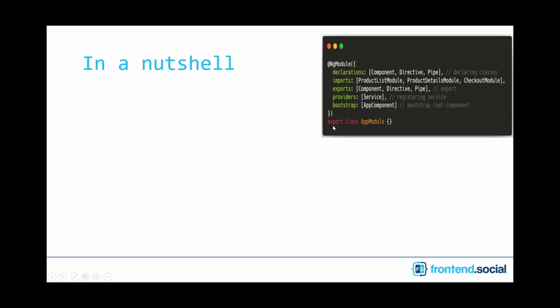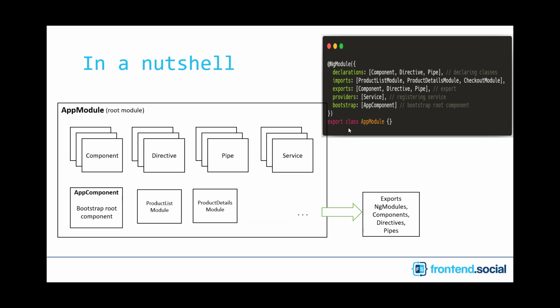Let's understand ng modules in a nutshell. Take a look at this diagram. We have written an app module class, and to make it an ng module, we have to write the ng module decorator on top of it. And it accepts an object. We will understand each property of this object one by one now.